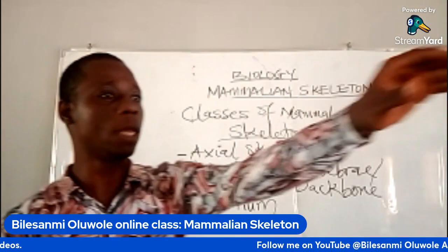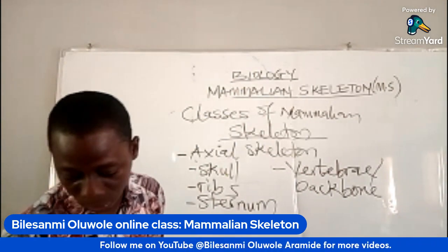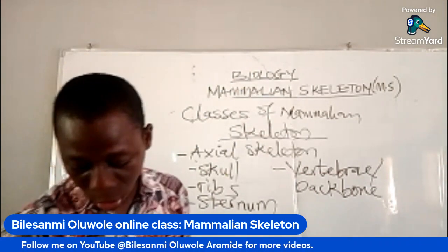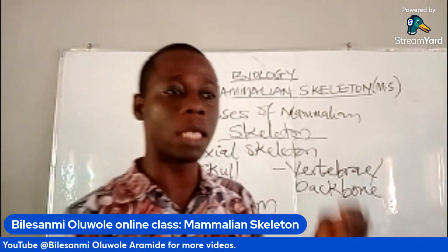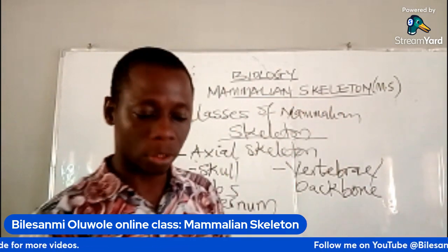So this is the skull of the mammals. And apart from the eyes, it also protects the nose, and the middle and inner ear, and so on and so forth.